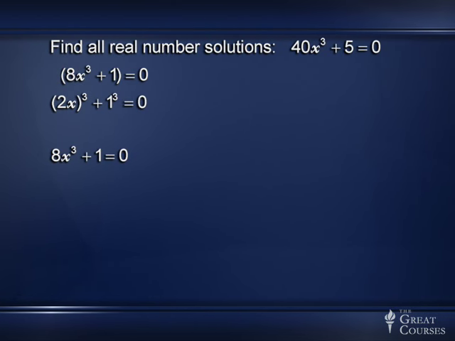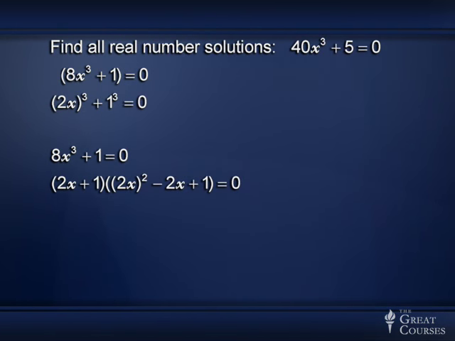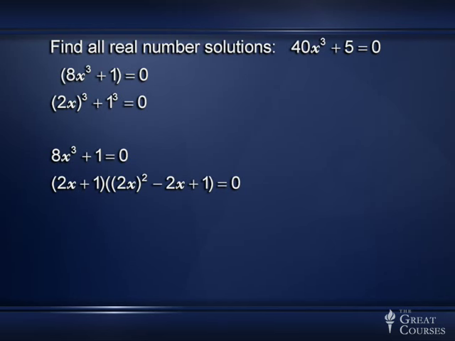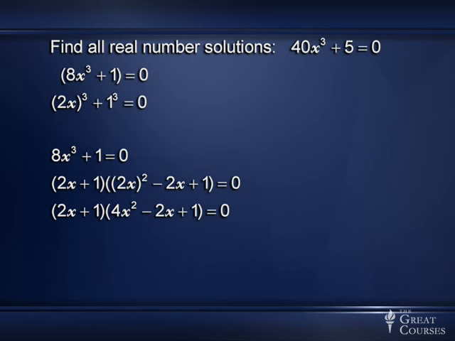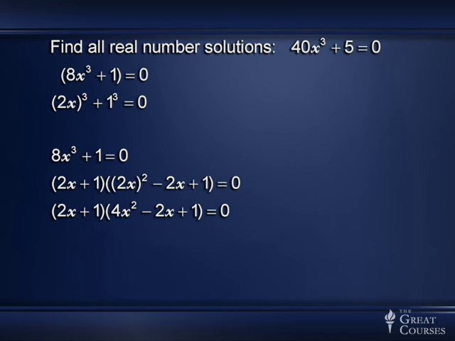So 8x cubed plus 1 can be rewritten as 2x plus 1, that's the a plus b, times the quantity 2x squared minus 2x plus 1. And of course, that's all equal to 0 once I start writing my equation. Simplifying that just a bit, it's the same as 2x plus 1 times 4x squared minus 2x plus 1 equals 0. And now I've got two problems.